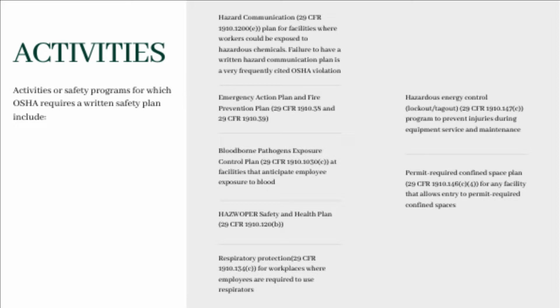Activities or safety programs for which OSHA requires a written safety plan include: first, hazard communication plan for facilities where workers could be exposed to hazardous chemicals. Failure to have a written hazard communication plan is a very frequently cited OSHA violation. Next, emergency action plan and fire prevention plan. Bloodborne pathogens exposure control plan at facilities that anticipate employee exposure to blood, as well as safety and health plan.